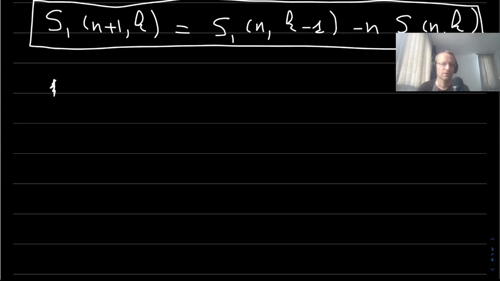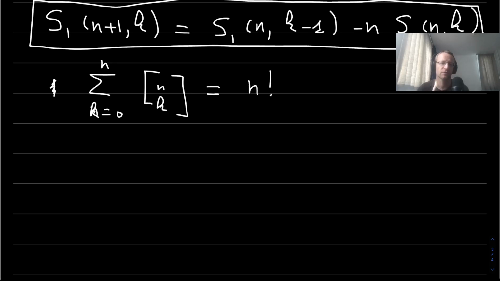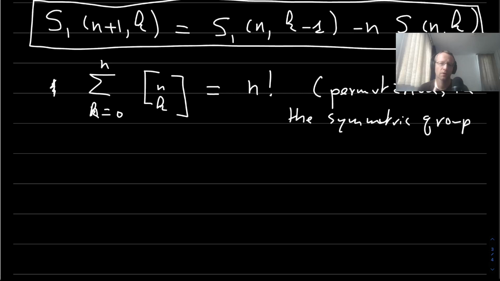Moreover, we should note that if we sum all the Stirling numbers from 0 to n, we will find that this is equal to n factorial, because it is like counting all permutations in the symmetric group, called Sn.